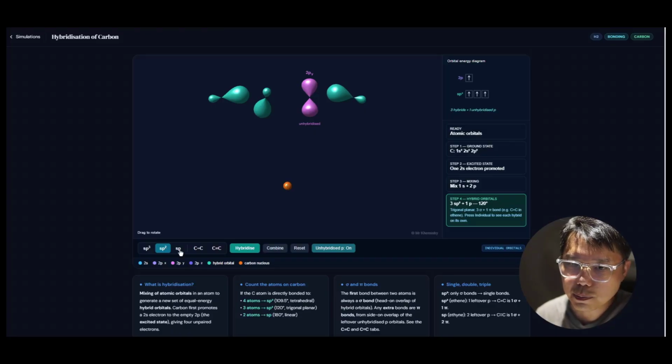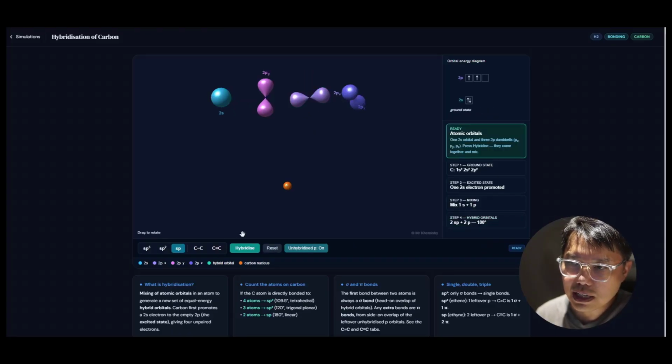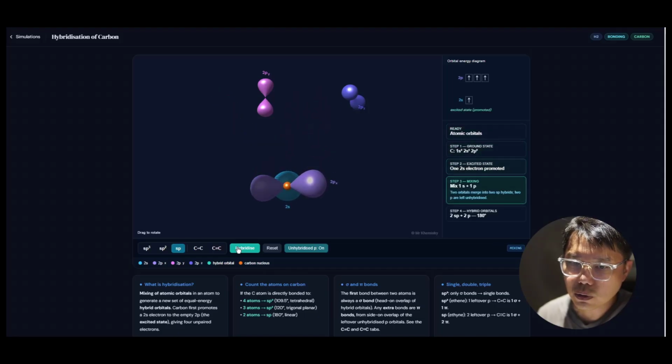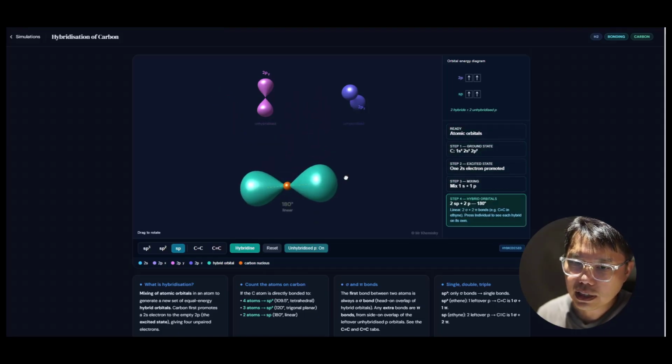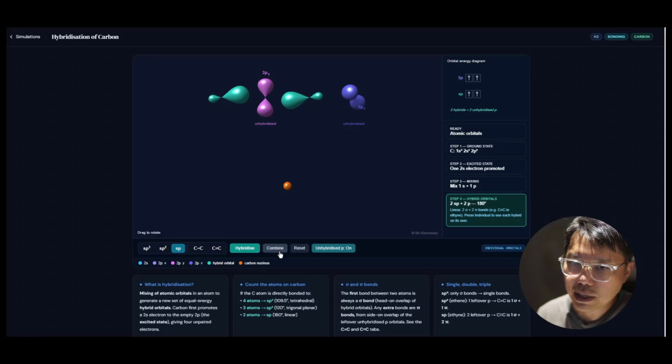Now let's look at sp. For sp, we just need to form 2 covalent bonds with 2 other atoms. So for carbon, we hybridize 2 orbitals, one of the 2s and one of the 2p. Let's hybridize. So now we have linear hybrid orbitals. When we break them apart, this is how they look like. Put them together, take them apart, put them together.